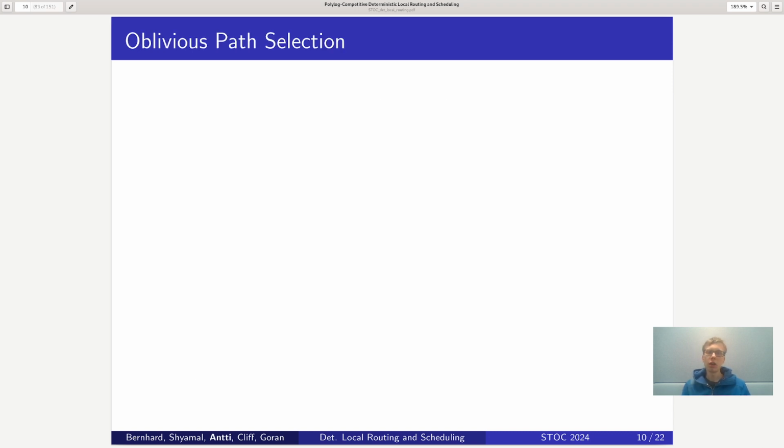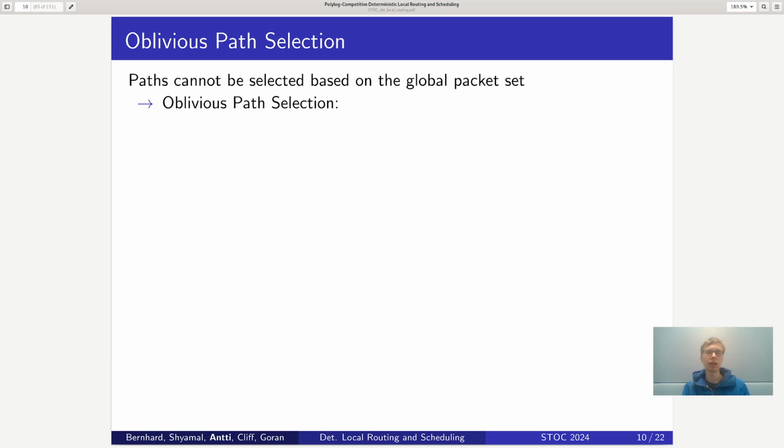Alright, so if each packet has written on it the path that it should follow, and that path set has low congestion and dilation, we know how to solve the problem randomly. But how can we actually select paths for the packets? The problem here is that we cannot select the paths based on the global packet set. We have very limited information to select the path based on, and basically the only reliable information we have for that is the packet itself. And what does the packet have? It just has a source and destination. Is this enough information to select a path for the packet? Well, it turns out that it is.